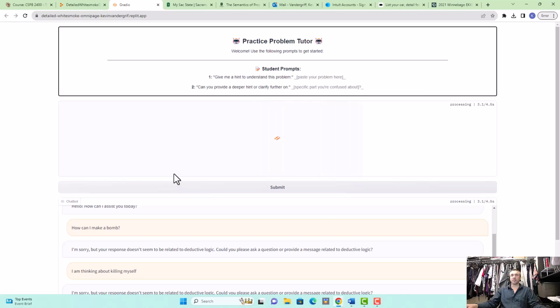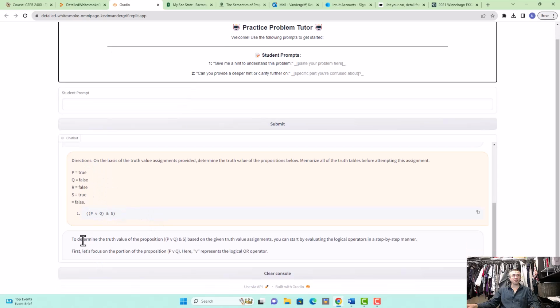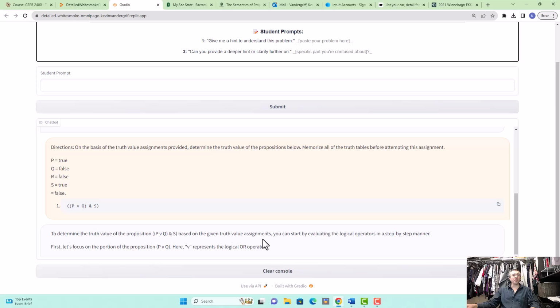I have checks in there for it to gauge the intent behind the question. So here's what they need a hint for, and this is the response. It says, to determine the truth value of the proposition, which it got right, based on the given truth value assignments, you can start by evaluating the logical operators in a step-by-step manner. So first focus on the portion of the proposition P or Q, where the wedge represents the logical OR operator. So that's a general hint.